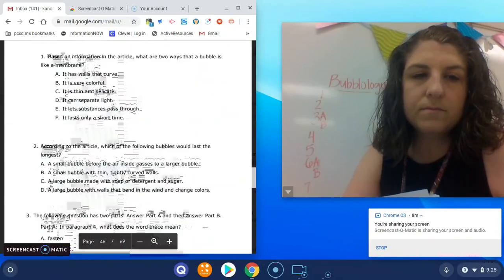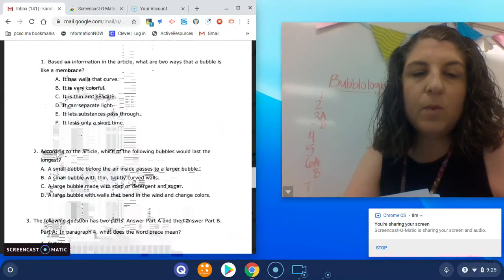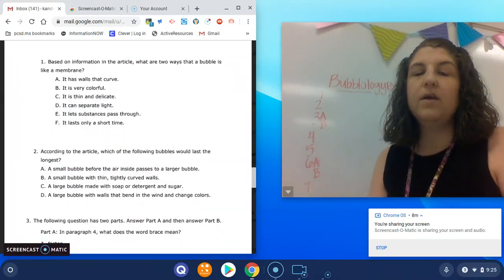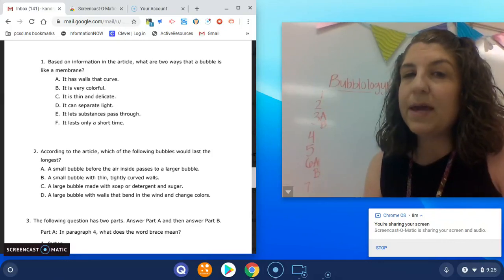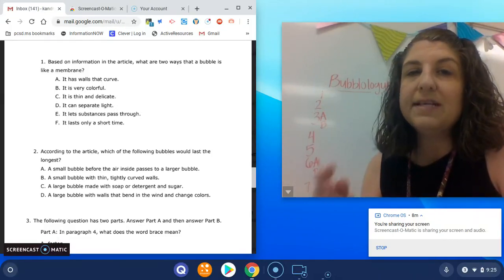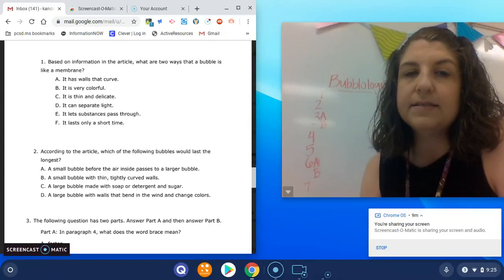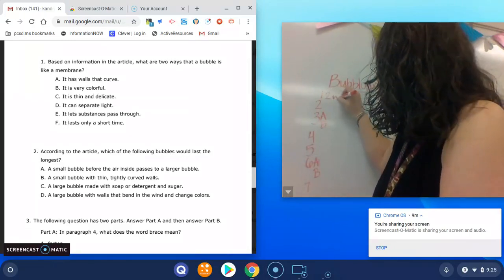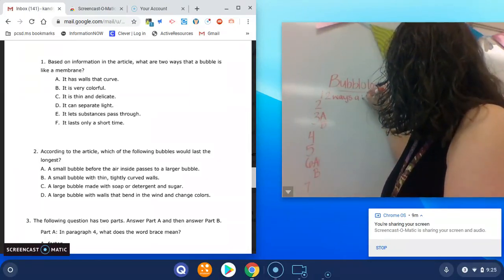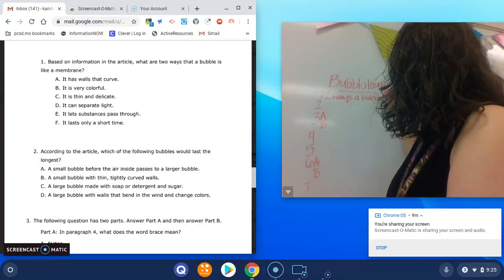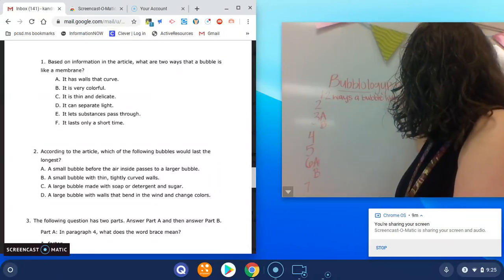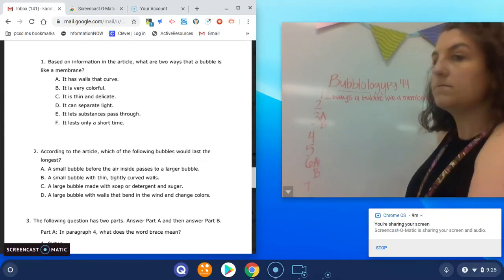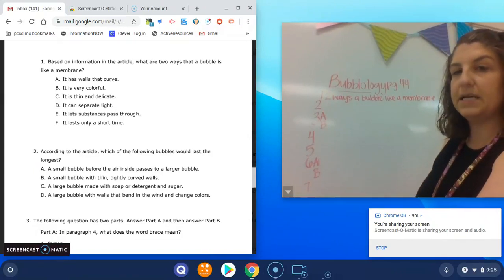Okay, number 1, based on information in the article, what are 2 ways that a bubble is like a membrane? Remember that when we decode our questions, we want to make it as short and simple as possible, pull out the skill, figure out what the question is asking us. So, 2 ways a bubble is like a membrane. I'll give y'all a second to catch up.